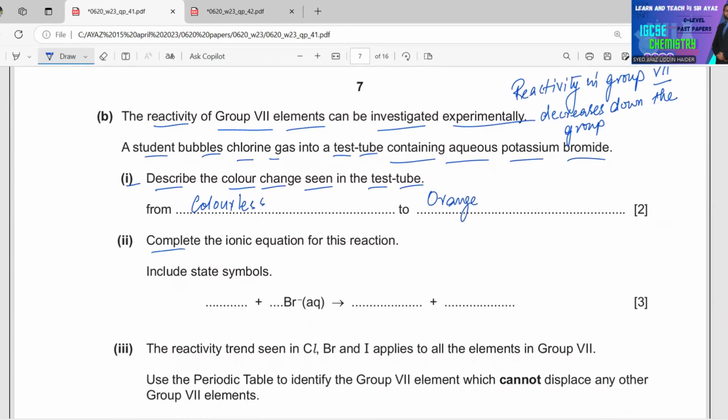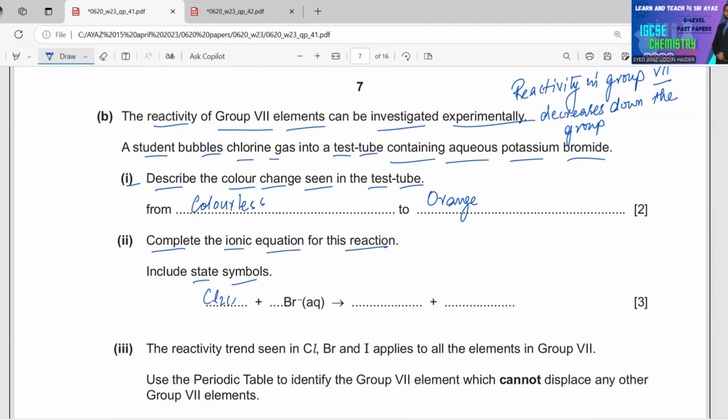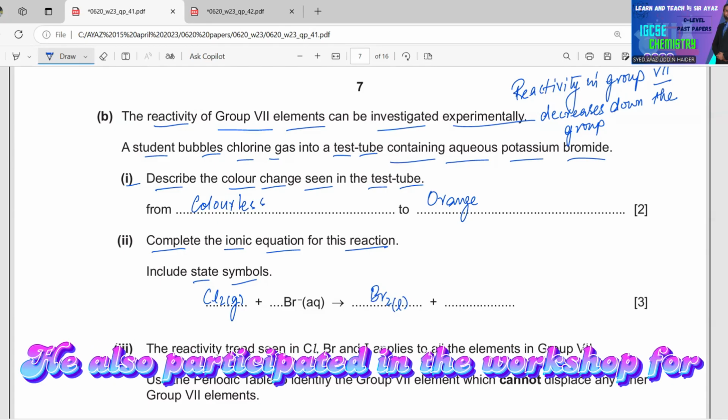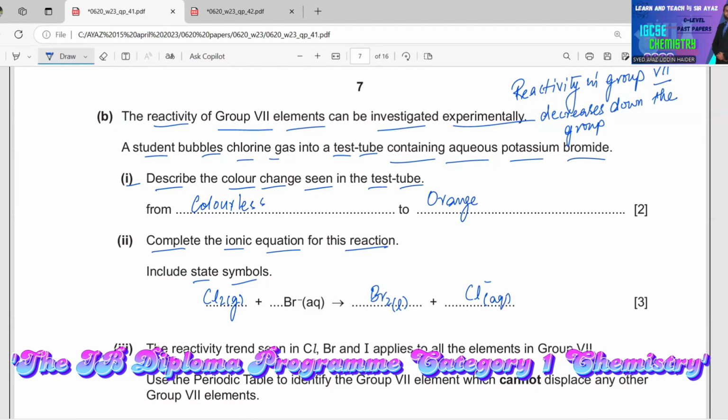Number 2, complete the ionic equation for this reaction. Include state symbols. So I need to write the ionic equation for this reaction. We are bubbling chlorine. All the halogens exist in the diatomic state. So I will write chlorine Cl2. State symbol for chlorine will be gas. And on the product side, you will get bromine liquid. So you write Br2, the state symbol will be l. And for the chloride ion, you will get chloride ion as a result. So we have aqueous chloride ion.